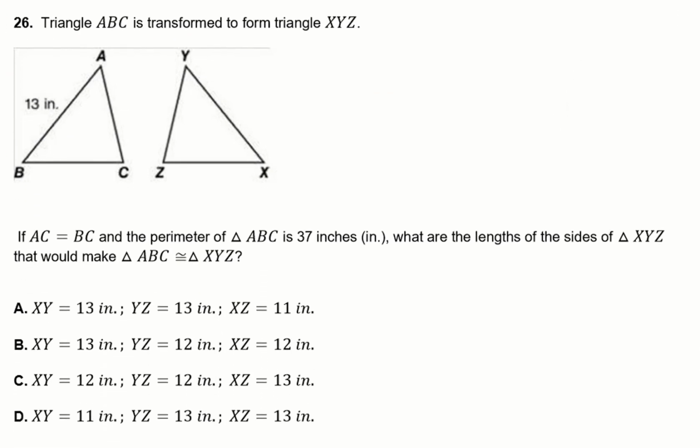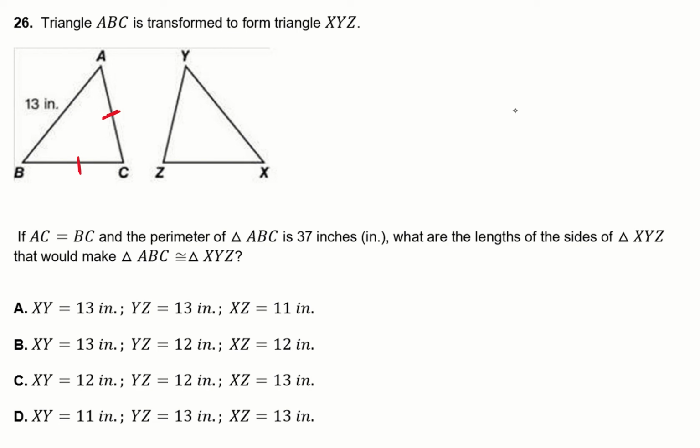All right, the next question. Triangle ABC is transformed to form triangle XYZ. So there's some kind of transformation, maybe a reflection or translation or something. It says if AC is equal to BC and the perimeter of the triangle is 37 inches, what are the lengths of the sides of the triangle that would make the two triangles congruent? So they mentioned that AC is equal to BC, so we're going to indicate those with those tick marks there. And so it looks like it's at least an isosceles triangle from what we can see.